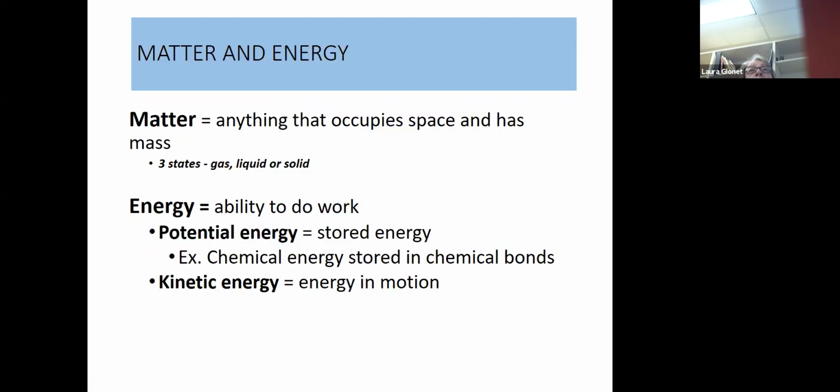Okay, so matter and energy. Matter is anything that occupies space and has mass. There are three possible states: gas, liquid, or solid. Energy is the ability to do work. We either have stored energy, called potential energy, which is how we define the energy stored in bonds that are created within molecules and between molecules. And then we have kinetic energy, which is the energy of things in motion.